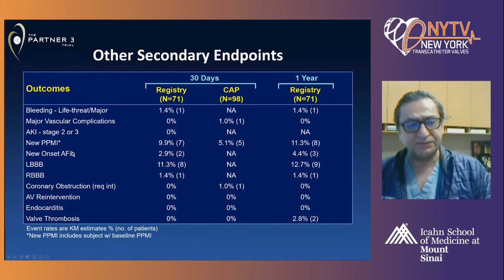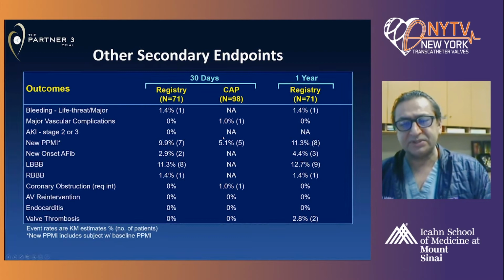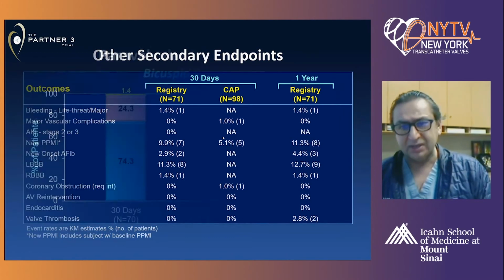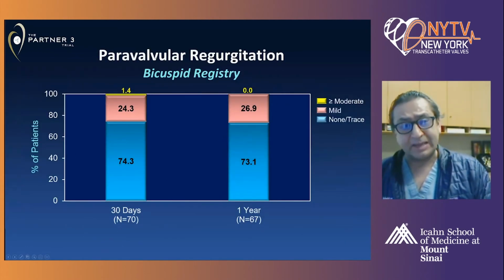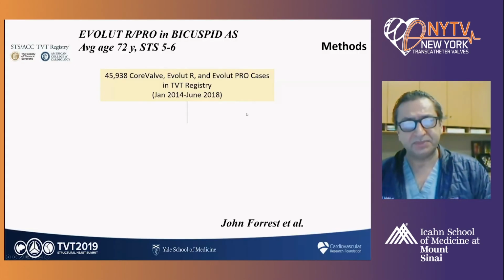And these are some of the other secondary endpoints. I think the important thing to point out is the pacemaker rate was 9.9% in registry and 5.1% in the continued access program. So some learning there. Now, paravalvular aortic regurgitation rates, there was no case with moderate or severe paravalvular regurgitation. And the rates for mild PVL were about 27%.